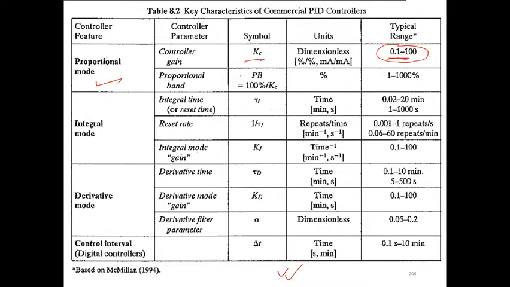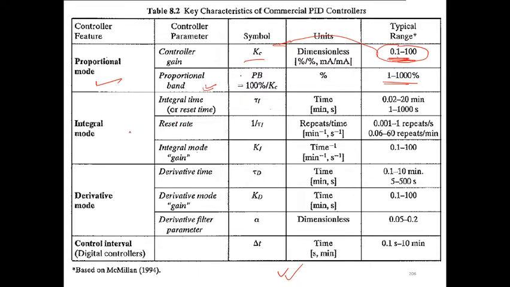You cannot take Kc as 1000 or 1 lakh. You have to choose the Kc value from 0.1 to 100. This is the practical approach in order to design the proportional, integral, derivative controller. For the same, the proportional band is divided from 1 to 1000%.